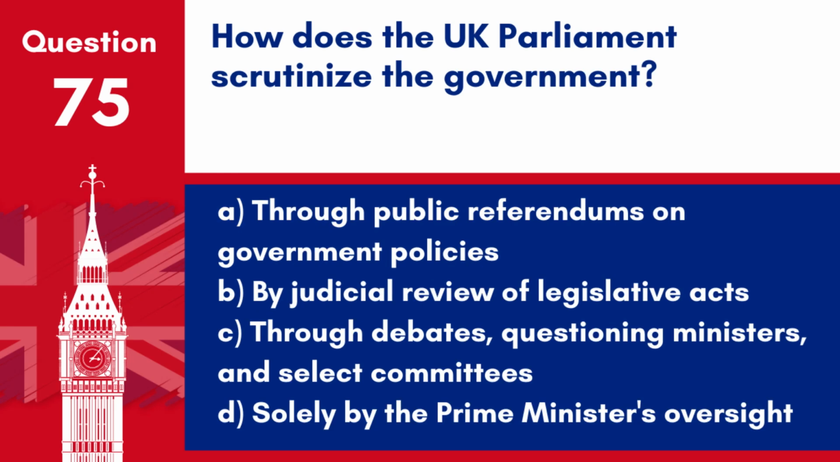Question 75. How does the UK Parliament scrutinise the government? A. Through public referendums on government policies. B. By judicial review of legislative acts. C. Through debates questioning ministers and select committees. D. Solely by the Prime Minister's oversight. Answer. C. Through debates questioning ministers and select committees. The UK Parliament scrutinises the government by holding debates, questioning ministers, and utilising select committees to examine policies and administration.